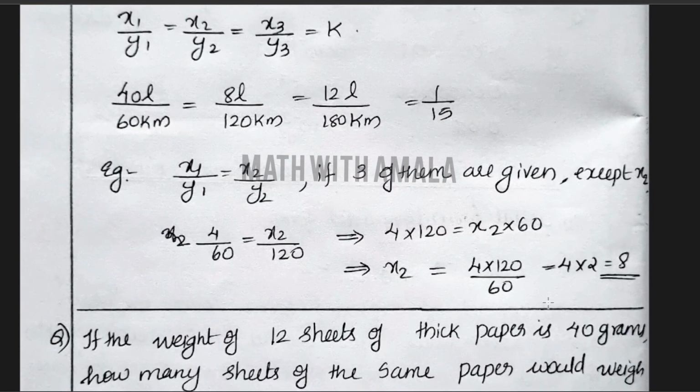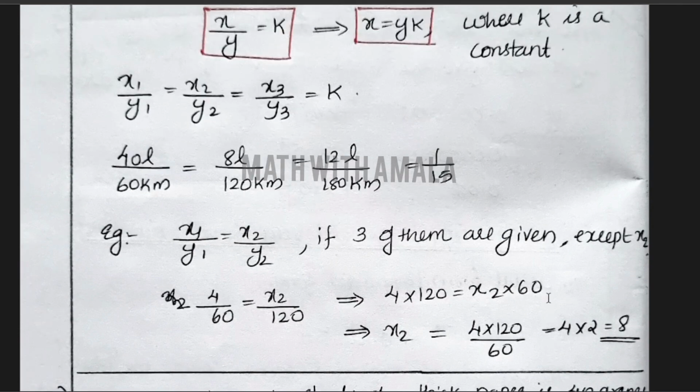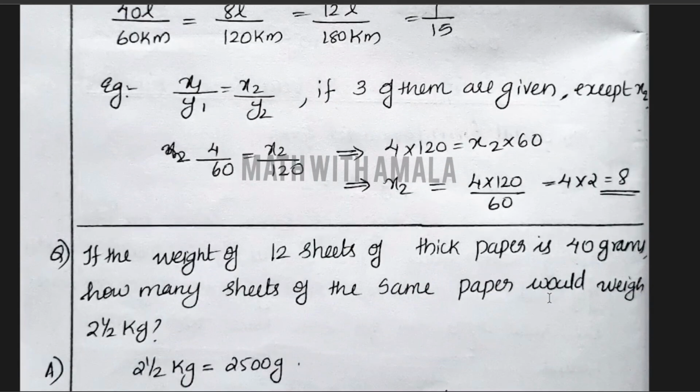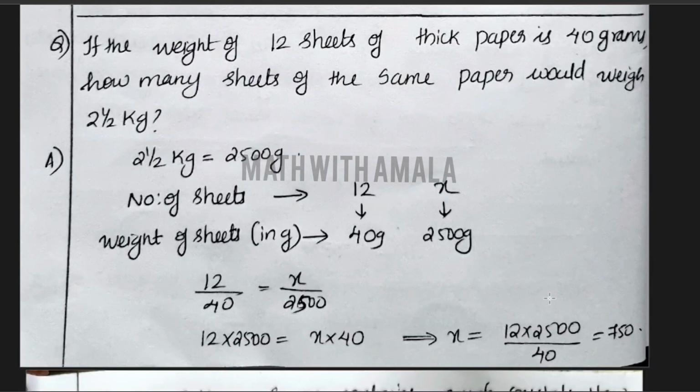For example, let's take 40 liter by 60 kilometer, which is given in the textbook as an example, and 8 liter by 120 kilometer. Here all the ratios are constant and equal to 1 by 15. x1 by y1 is equal to x2 by y2. If three of them are given except x2, we can find x2 just by this type of transposition. 4 into 120 is equal to x2 into 60. Then x2 can be found like that.